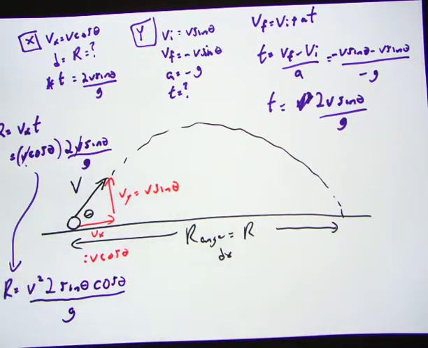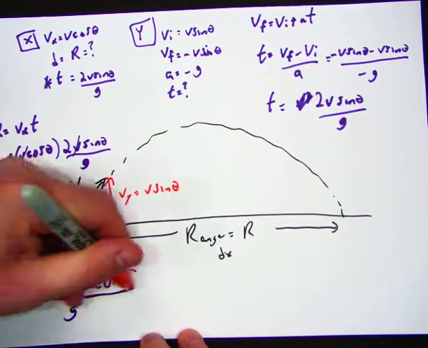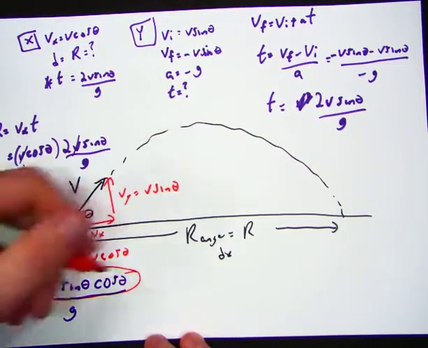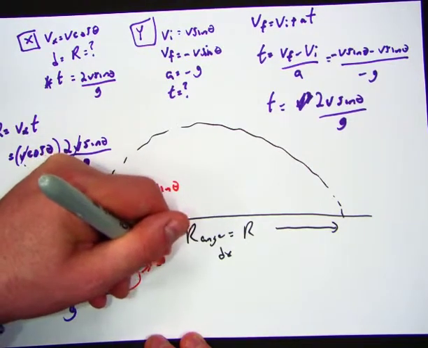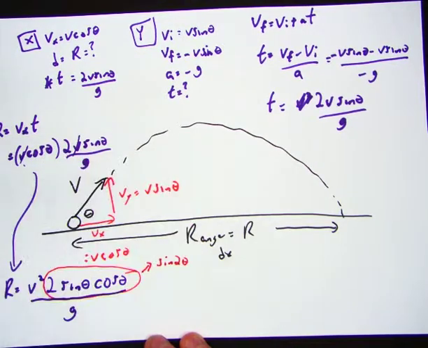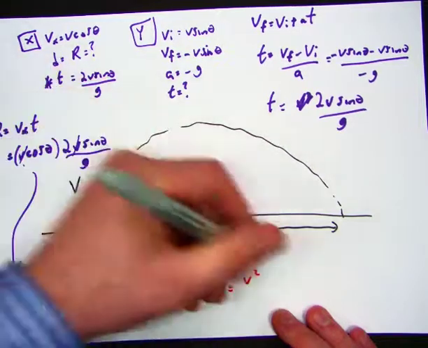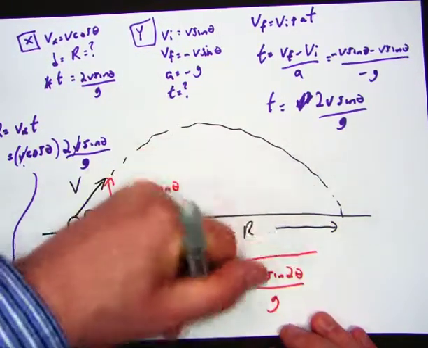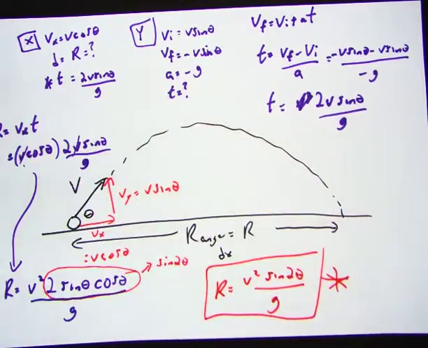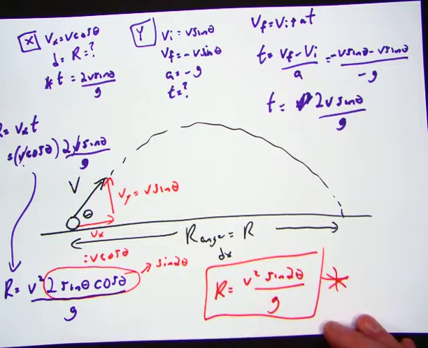Well, it turns out that this right here, 2 sine theta cos theta, is a trigonometric identity. And it actually equals the same thing as saying sine of 2 theta. So I'm just going to simplify this one last time here and just say that the range is equal to v squared sine of 2 theta all over g. And there's my final answer. There's the range: the initial velocity v squared, sine of 2 theta, divided by g.